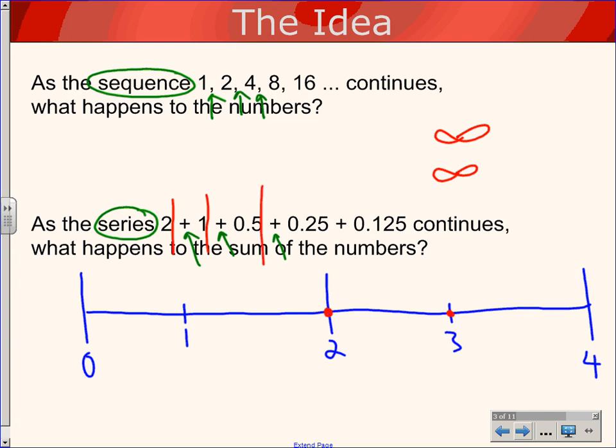And then I'm going to add one more. That gets me to 3.5. It's right there. And then I'm going to add one more. That's a quarter. So now I'm at 3.75, which is about there.